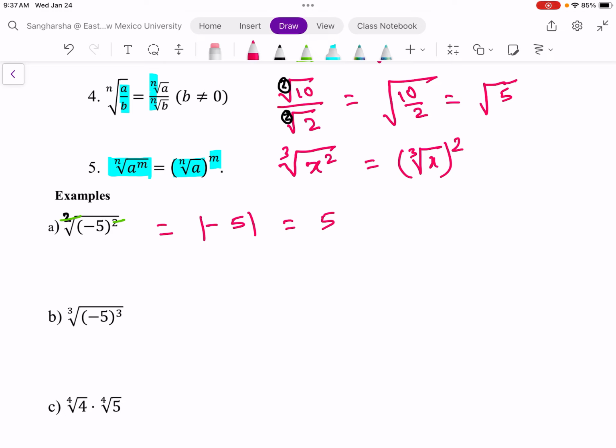Now number b, we have the cube root of negative 5 cubed. The index is odd, they are equal, so we can cancel, but since the index is odd, this equals negative 5. So if it's even, make sure to have the absolute value. If it's odd, you are not required to have the absolute value.